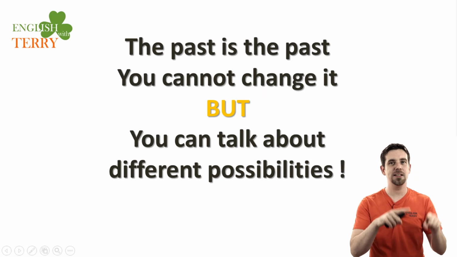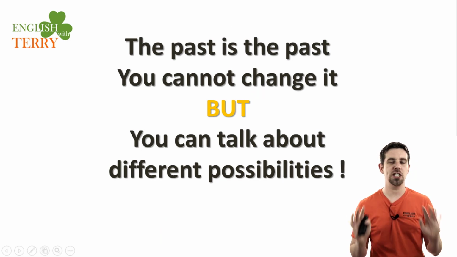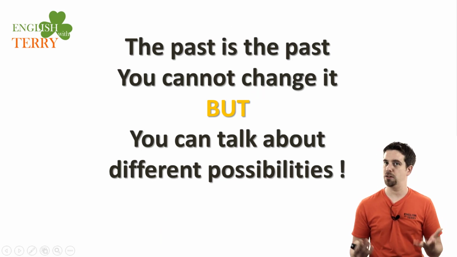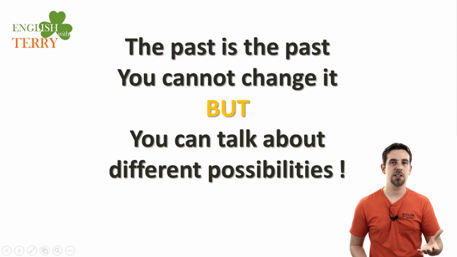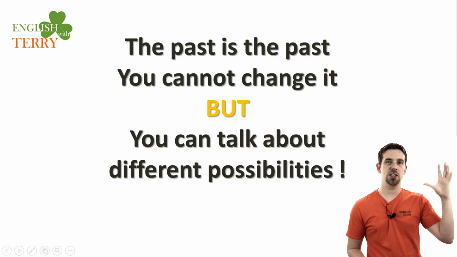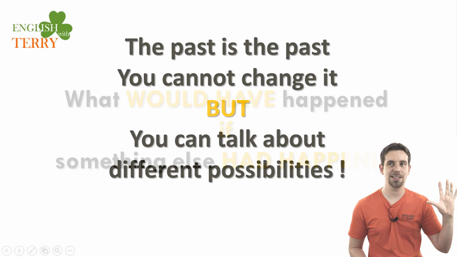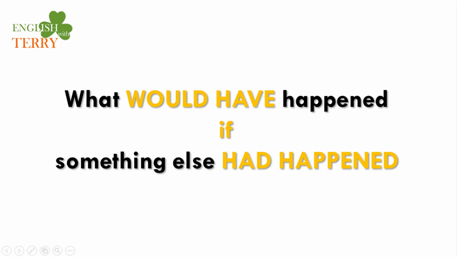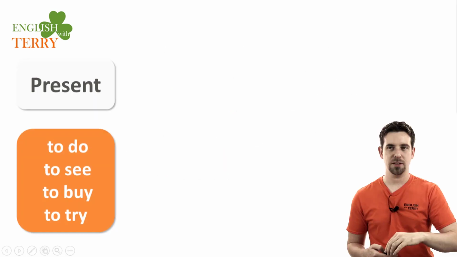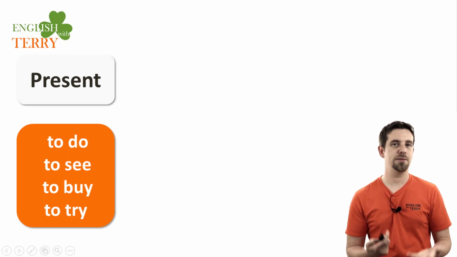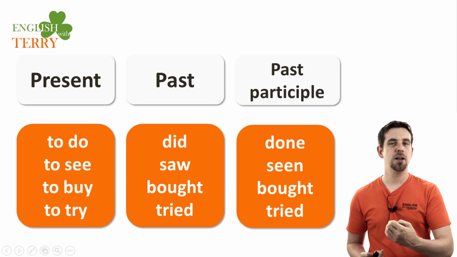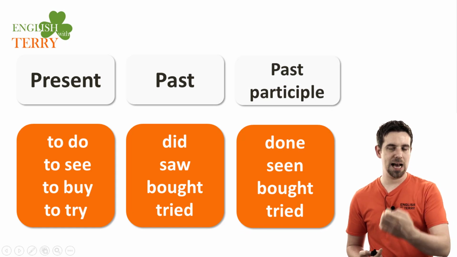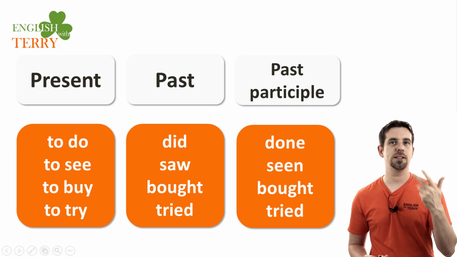Now, the past is the past. You cannot change it. That's the reality of the universe. But you can talk about different possibilities. You can talk about different variations or imaginations in the past. Like what would have happened if something else had happened. Okay? Now with the present, we have the to do. That's the past, and that's the past participle. This is the word that we use after the have. Done, been, bought, and tried, right?